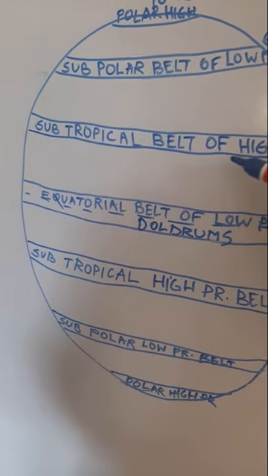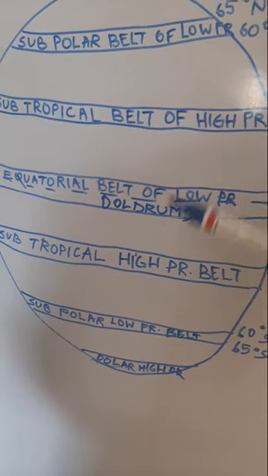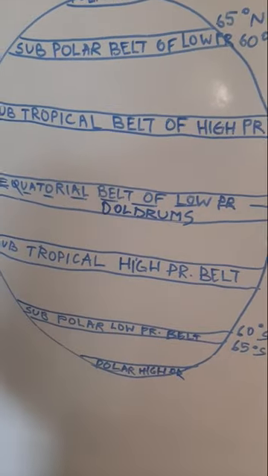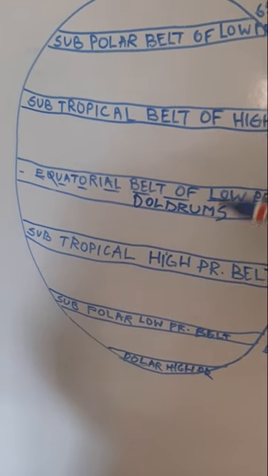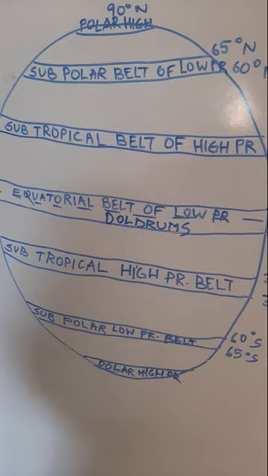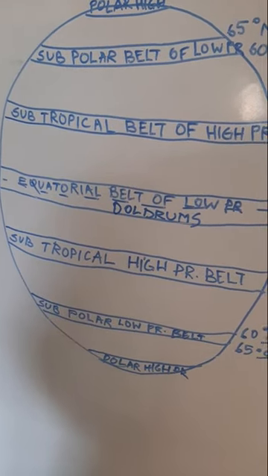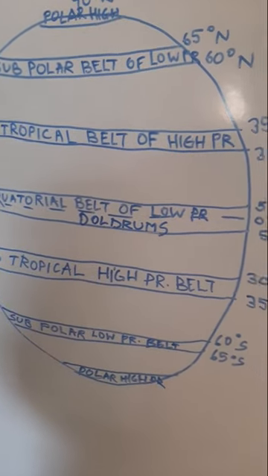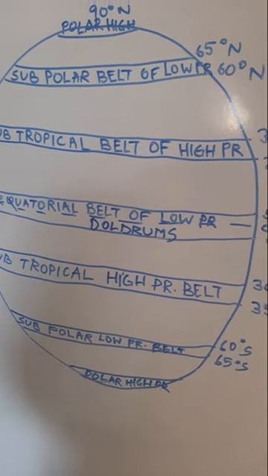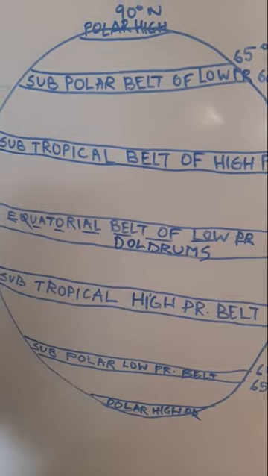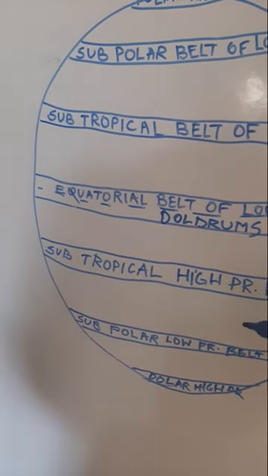So the subtropical belt of high pressure extends on both sides, mainly because the temperatures are comparatively lower, and the hot air that rises from the equatorial zone settles in this subtropical high pressure belt. Now comes the subpolar low pressure belt.